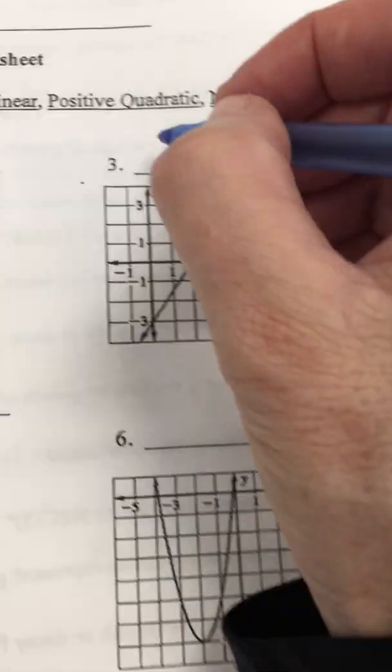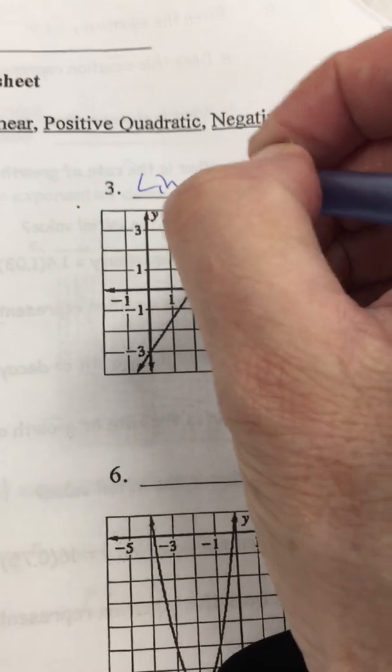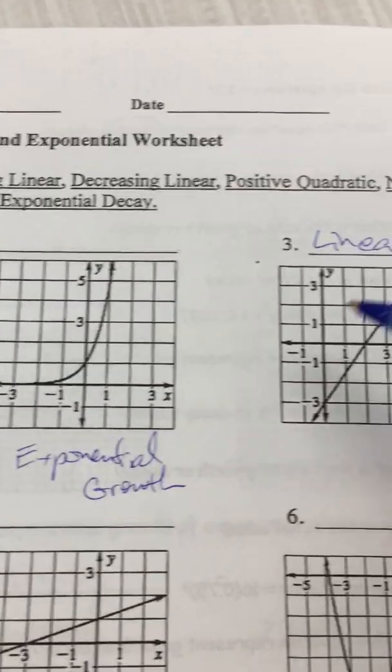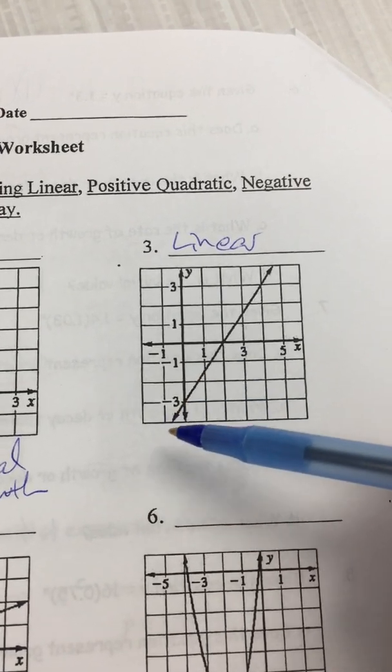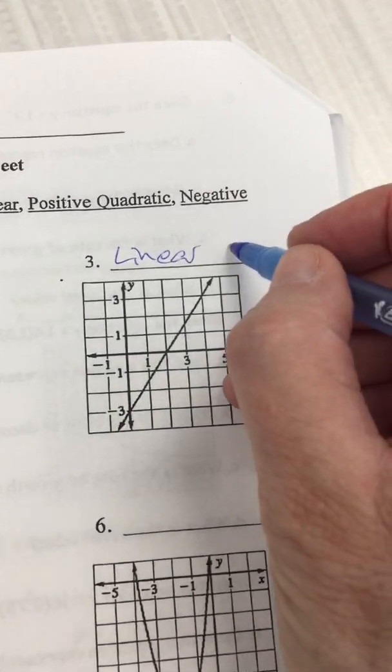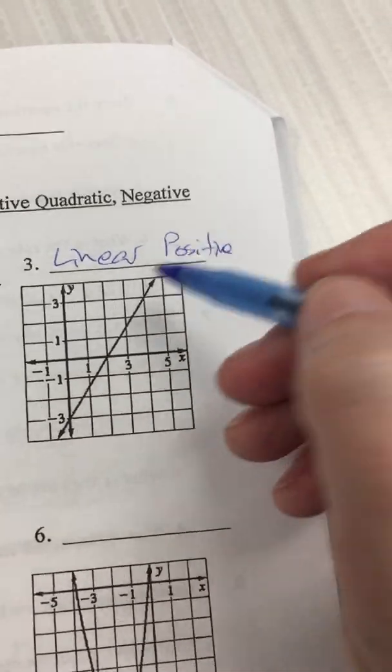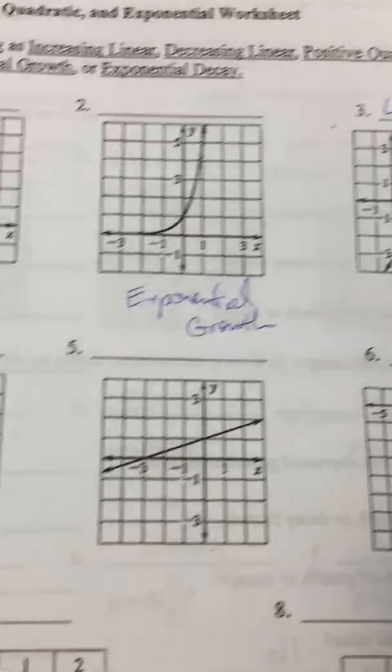This one obviously is linear, right? I'm going to put it up here where it's supposed to go. Is it increasing linear? They use increasing or decreasing. It could also have been positive or negative, for the slope. Is it going up from left to right? Yes, so that's positive or increasing. You can say it either way, linear positive or linear increasing.